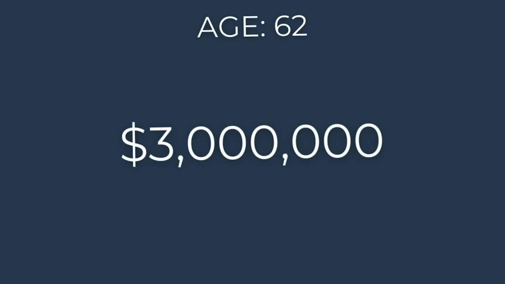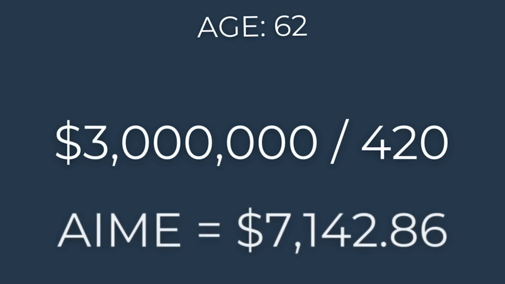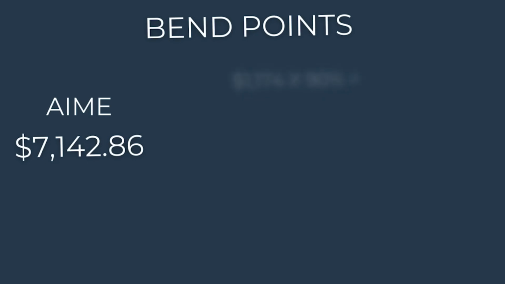Let's say you are 62 in 2024 and the total highest 35 years of income indexed for inflation was $3 million. So we would take that $3 million, divide it by 420 because there were 420 months in 35 years, and come up with your AIME, which is $7,142.86.